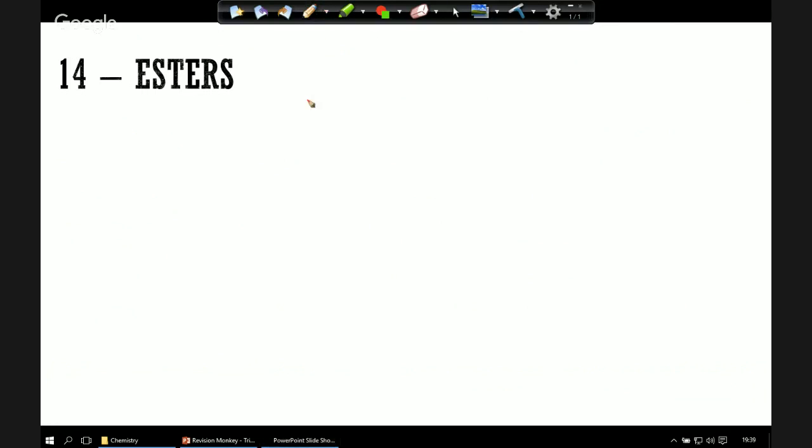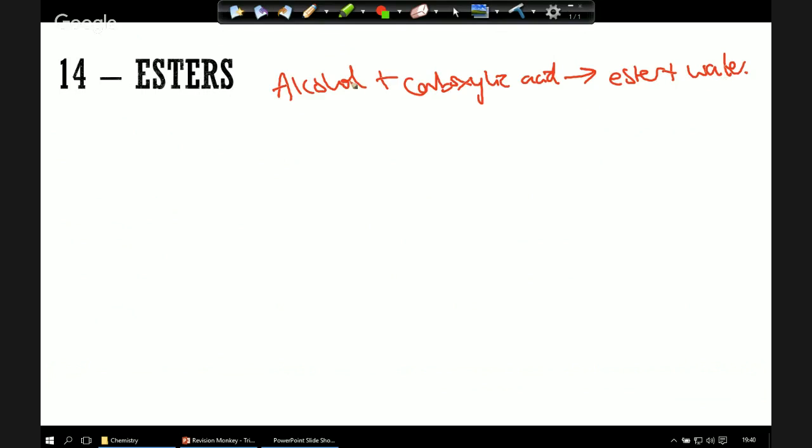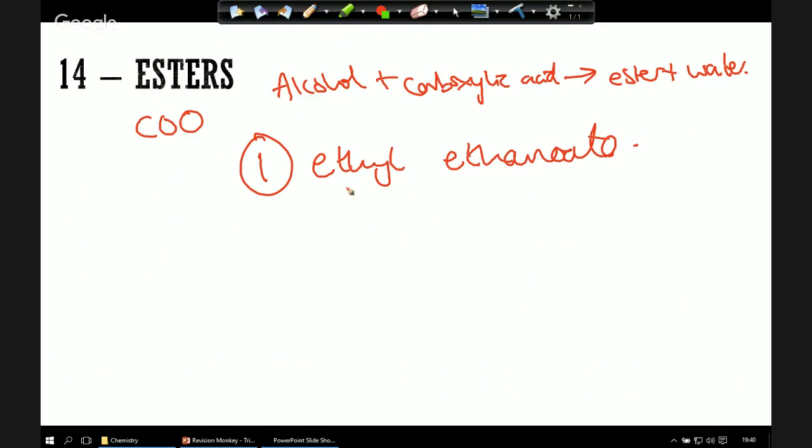And to get there, you react an alcohol with a carboxylic acid and you get yourself an ester plus water. Now the functional group for an ester you will see as COO, but you will see that in the middle of the molecule, so not at the end of the molecule, and I'll show you exactly where in just a sec. Now there's only one ester that you need to recognise for your exam by name, and that is ethyl ethanoate. And I'll show you how you get to that ester now.